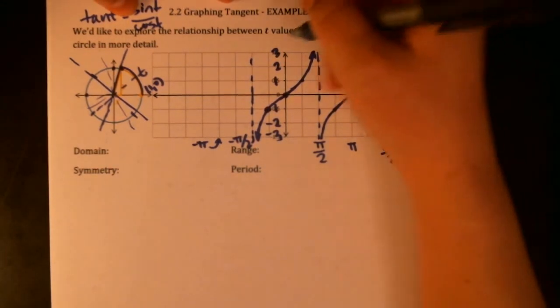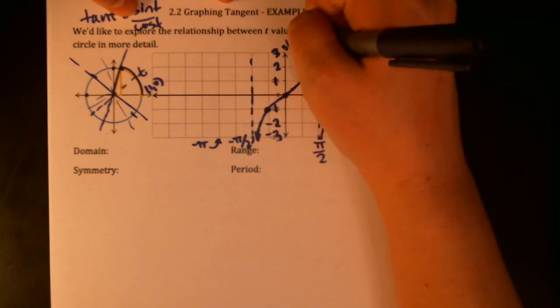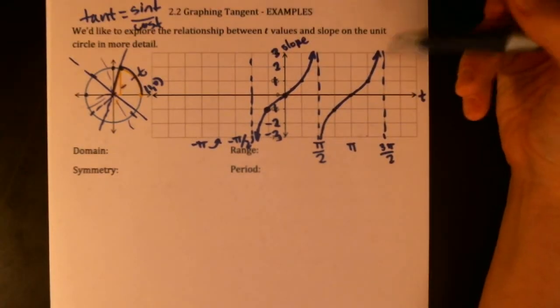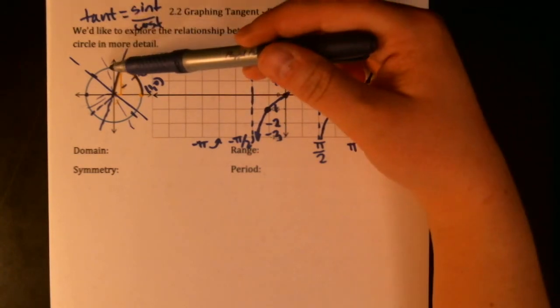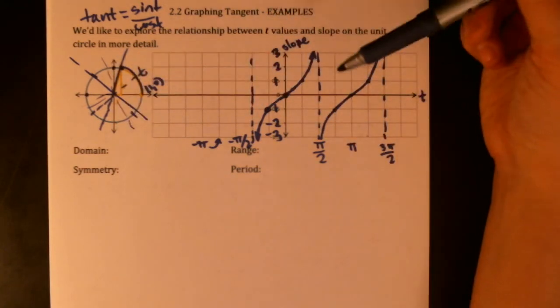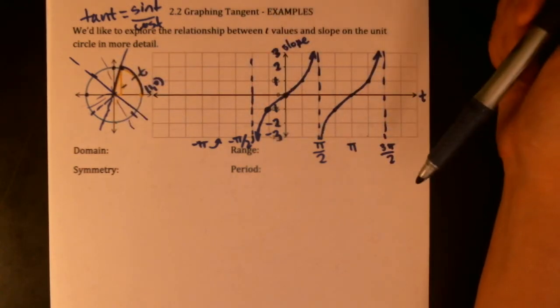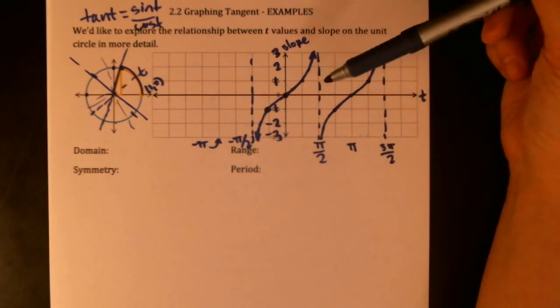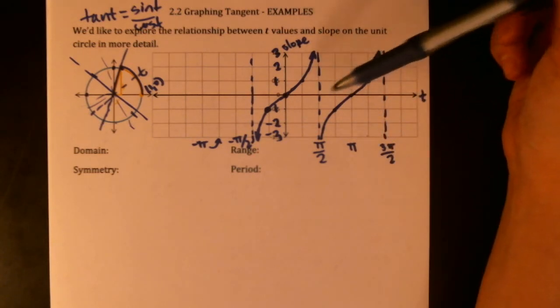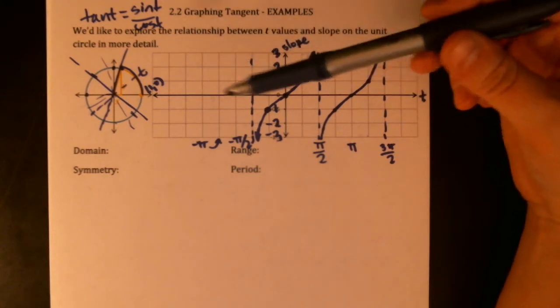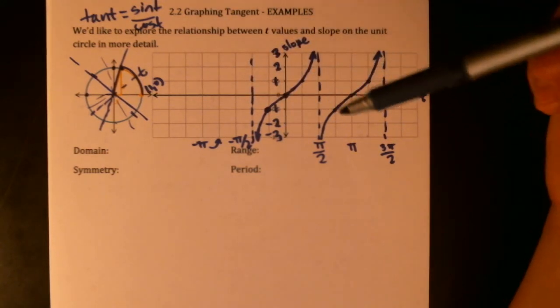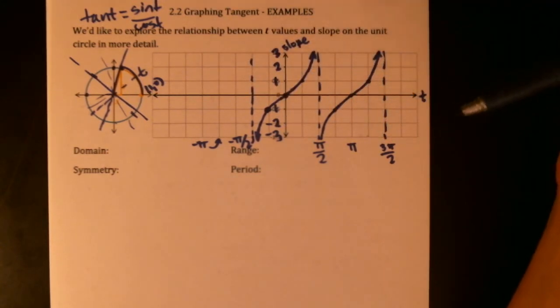So if this is t and this is our slope, t values, tangent is good for almost all t values, but it's not good for the t values that end at (0, 1) and (0, -1). So the pi over 2s are trouble. So what we want to say is t can't be pi over 2 or 3 pi over 2 or 5 pi over 2 or 7 pi over 2 or negative pi over 2 or negative 3 pi over 2, and so on. So we don't want any of the odd multiples of pi over 2.